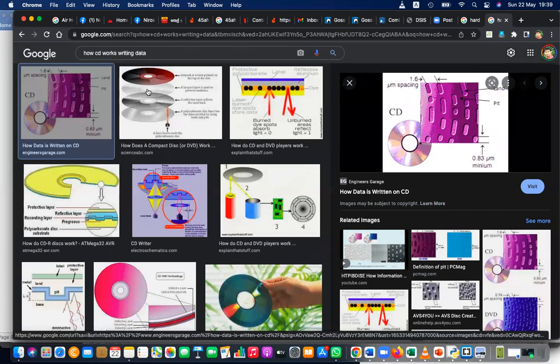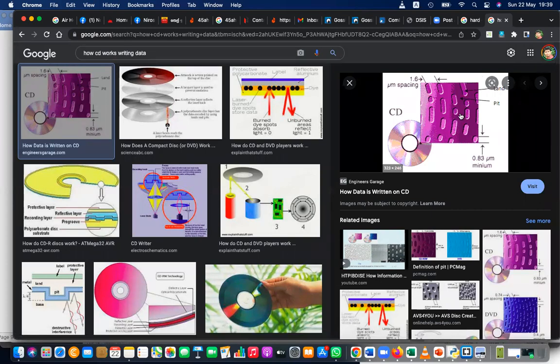Typically, the writing head is more powerful than the reading head. The reading head has a low power laser, but the writing head has a high power laser. This laser is capable of burning the reflective aluminum layer. So what will happen when it is rotating?